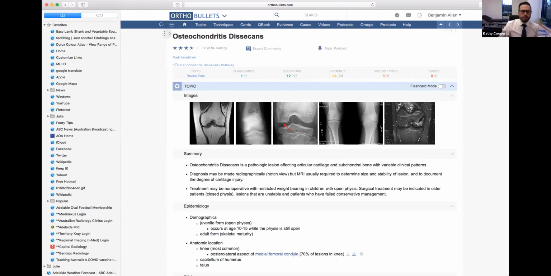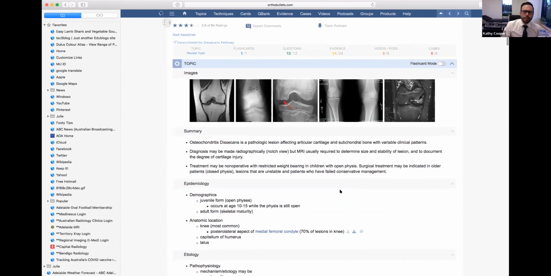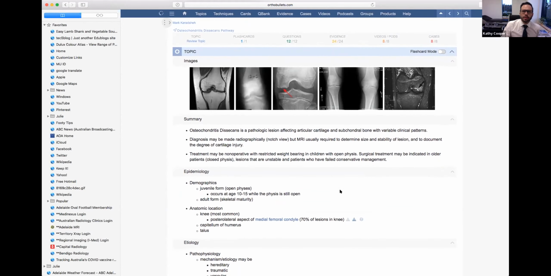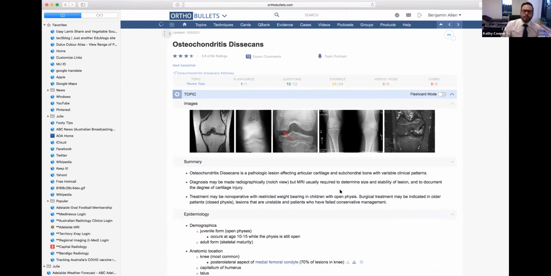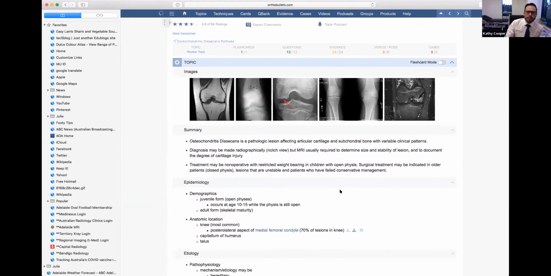So I'm going to, these provide very good summaries, so we'll just go through these. But the topic was osteochondritis dissecans, and this is something that you see from time to time coming through your door. So the more common one we see, if we go down to the epidemiology, is the juvenile form.